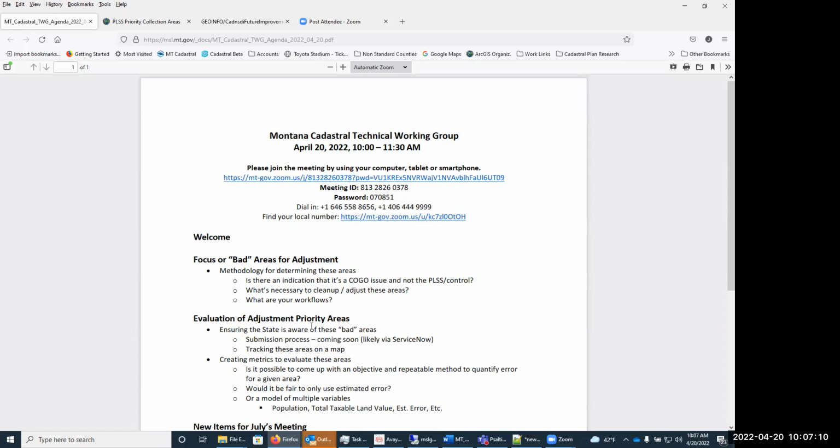This particular one in Lolo was about 250 feet off. So we COGO'd it based on the survey and based on what the survey put on the plat, and it all fit together really perfectly. And it was about 250 feet off of the original GCDB. So there's a lot of pretty obvious examples like that.